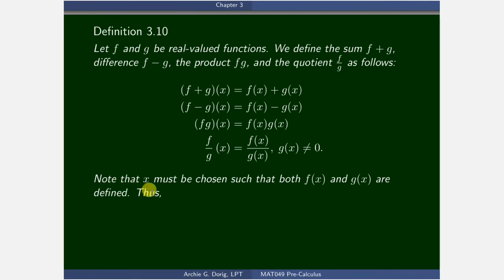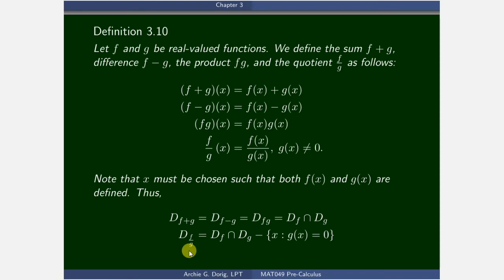Note that x must be chosen so that both f of x and g of x are defined. So the domain of the sum, the difference, and the product is just equal to the intersection of the domain of f and the domain of g. And the domain of the quotient is equal to the domain of f and the domain of g, minus the values of x such that g of x is equal to 0.